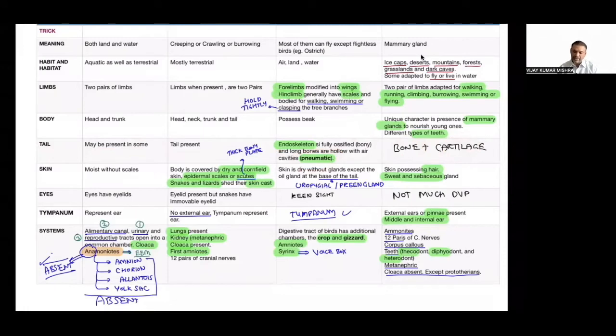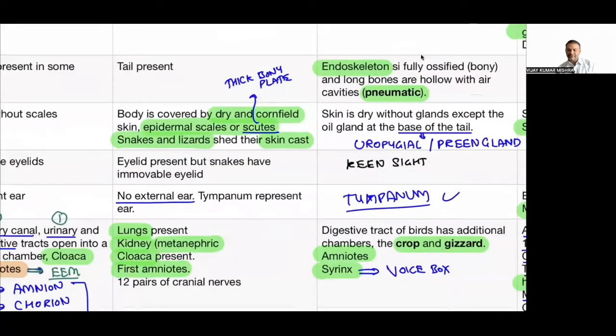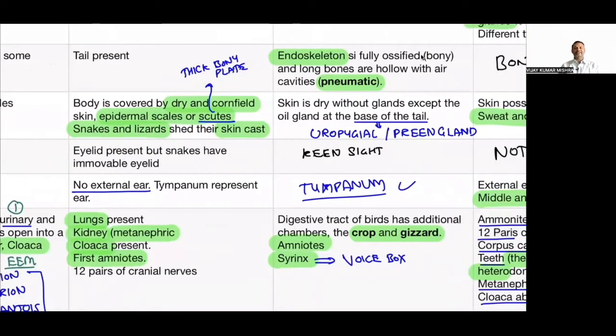Skin is going to be moist without any kind of scale. In reptiles, the scales will be present and the skin will be dry. Cornified means keratinized skin. There are epidermal scales and scutes present. Scutes are thick bony plates. Snakes and lizards shed their skin cast.